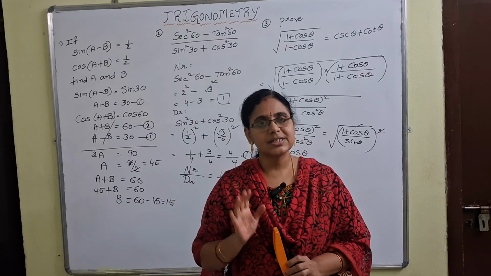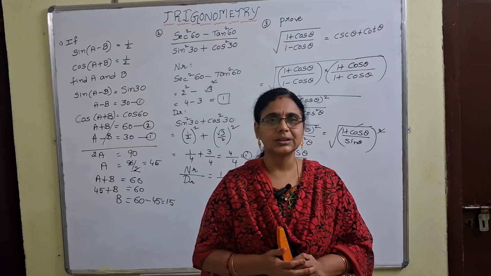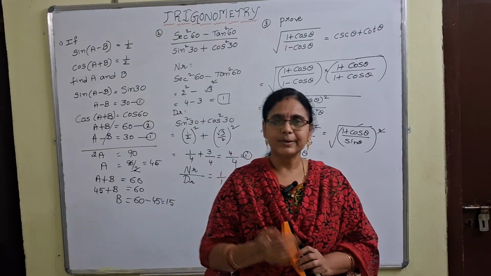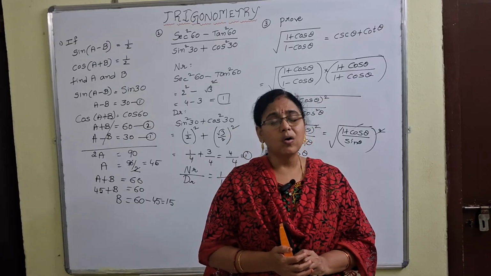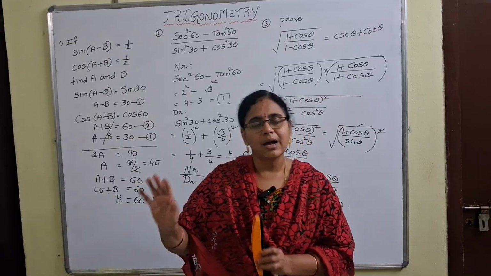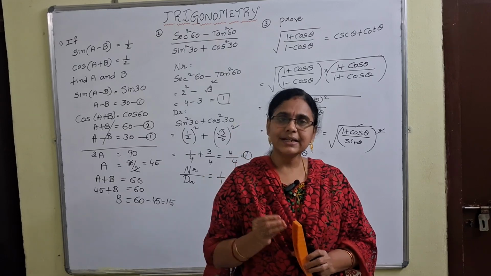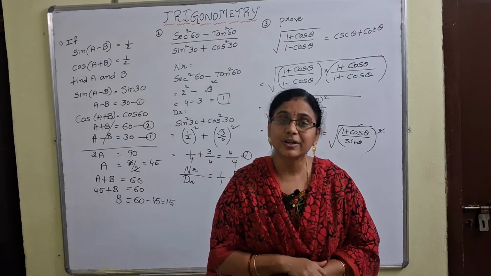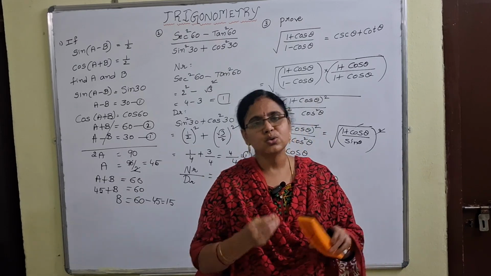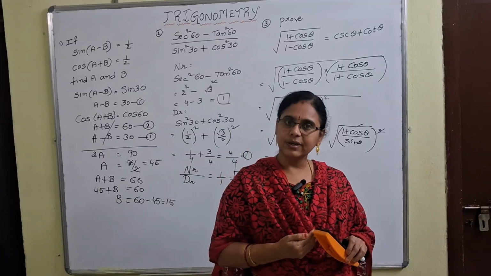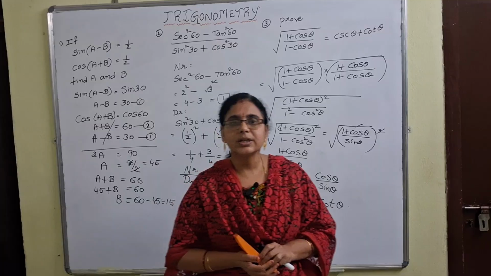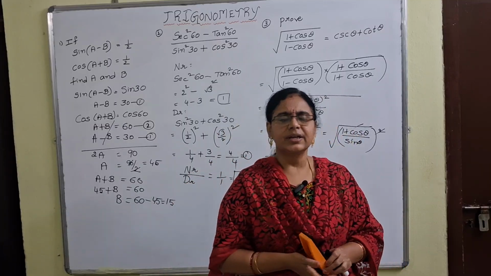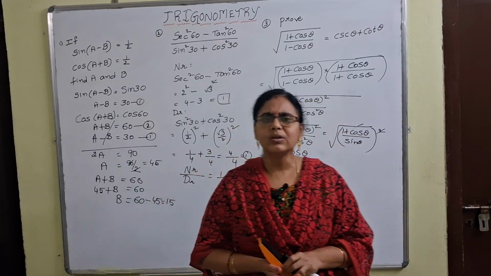In the first exercise you have to learn all these formulas. Sine means opposite by hypotenuse. Cos means adjacent by hypotenuse. Already related to this, I did one video. Second exercise is related to the trigonometric table. Sine 0 is 0. Sine 30, 1 by 2. Sine 45, 1 by root 2. Sine 60, root 3 by 2. Sine 90, it's 1. Again by reversing you will get all the values of cos.